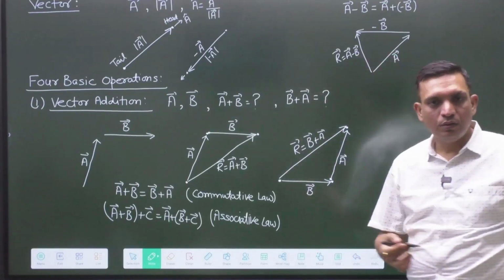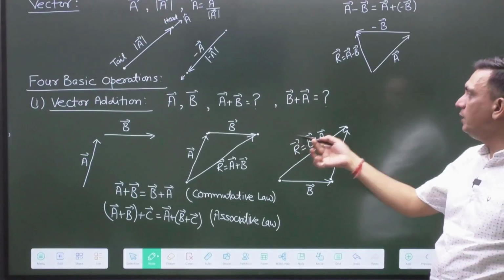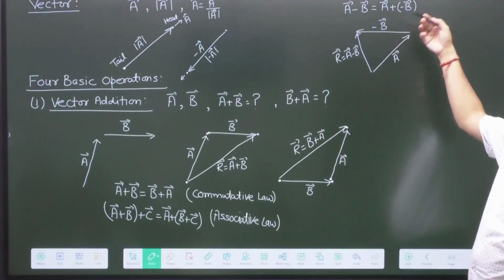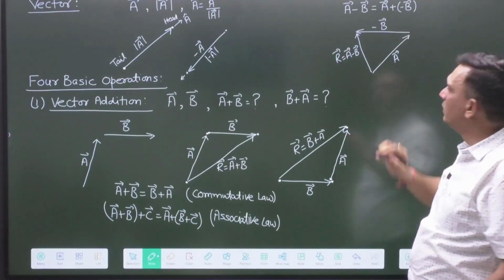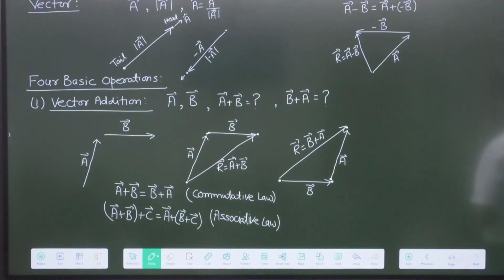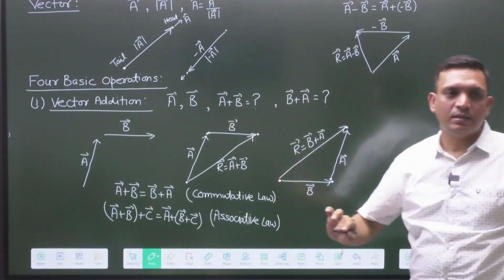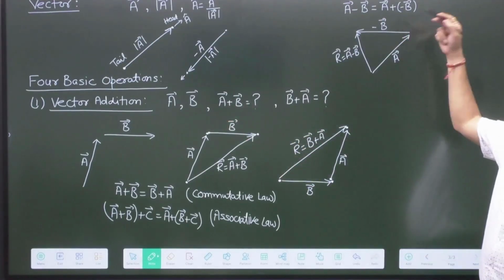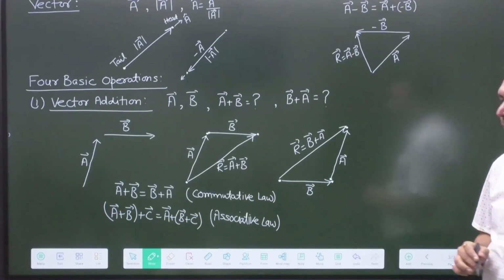So you can also see the difference of two vectors with the same property as A plus B. A minus B is A plus of minus B. Clear? The same addition, subtraction is the same as addition. A minus B is A plus minus B. ठीक है?